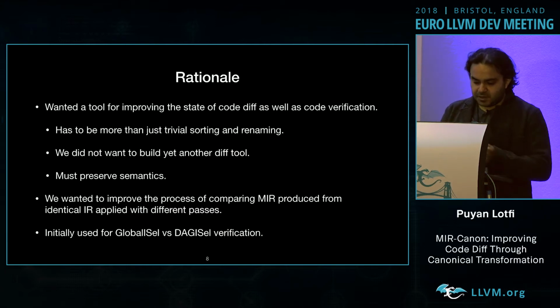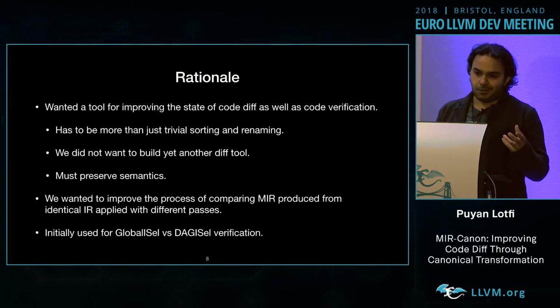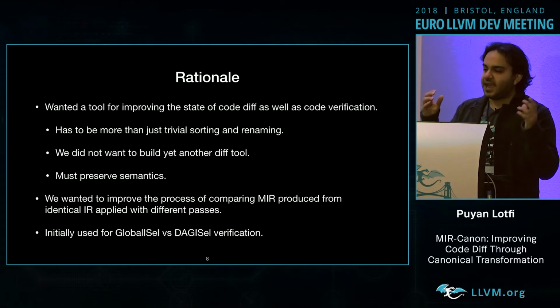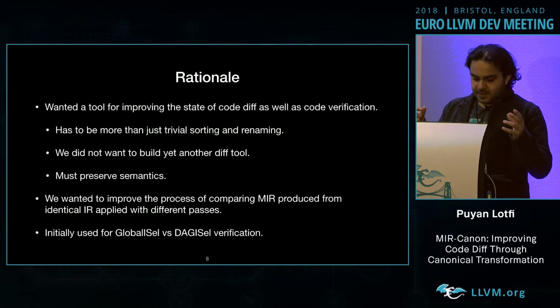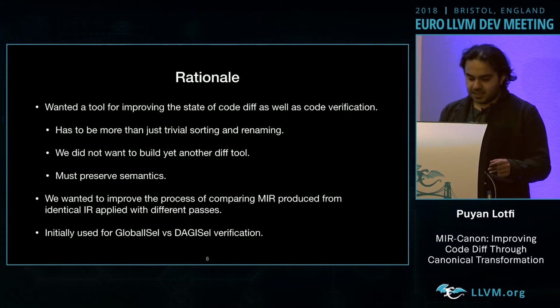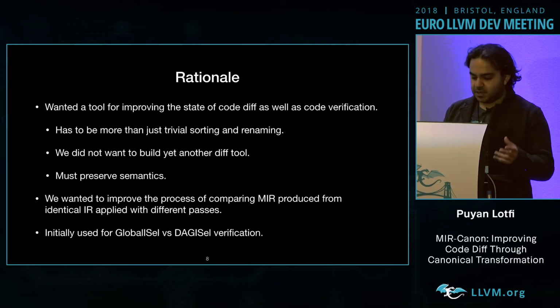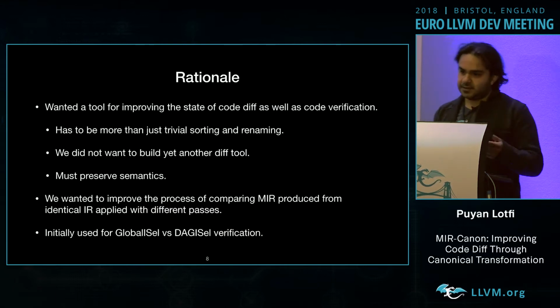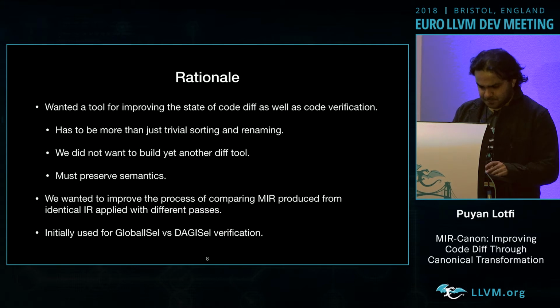And one of the major assumptions we made is that any MIR that we want to diff is going to probably originate from the same source IR, and we're just diffing some slight discrepancy in two compiler pipelines, and we want to explore that. And our initial primary application for this project was to compare and verify GlobalISel versus SelectionDAG code gen output.